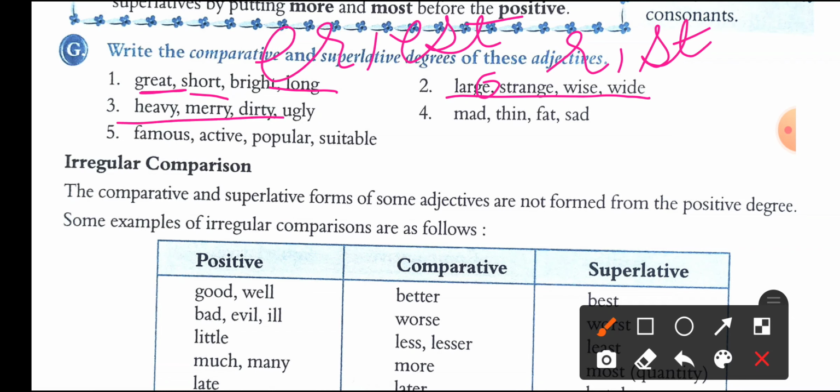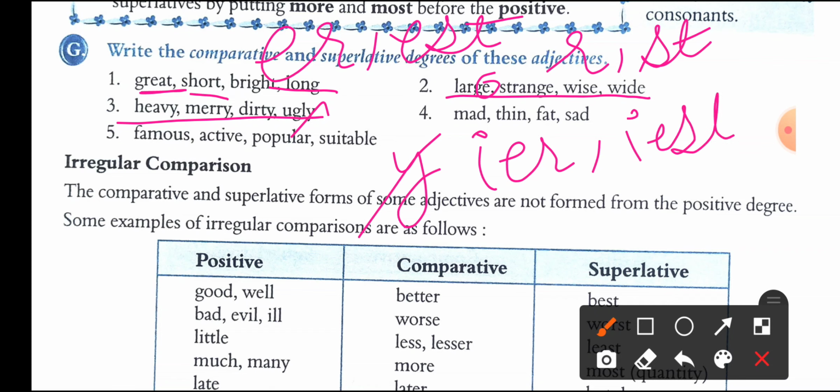The next one is the third one, where Y is given. So you will remove this Y and Y changes into I. So IER and IEST you have to add here in the third one, right? So it is heavy, heavier, heaviest; merry, merrier, merriest; dirty, dirtier, dirtiest; ugly, uglier, ugliest. IER, IEST.